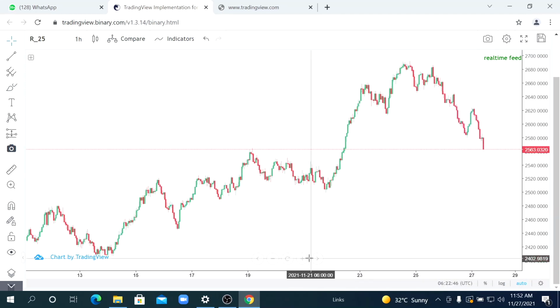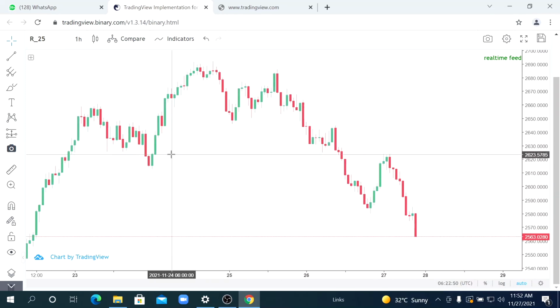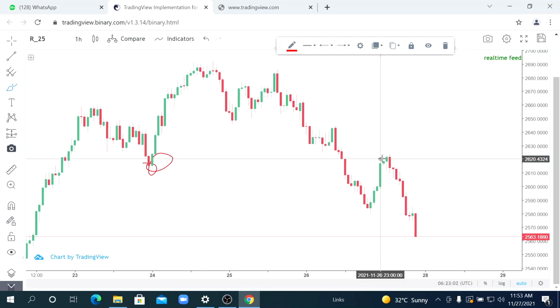So I was saying, let me zoom in. Are you seeing it? Very, very clear. All you have to wait for is the first breakout, which is here. Wait for the first breakout and the retest. Always wait for a retest. That is our entry. Are you seeing it?